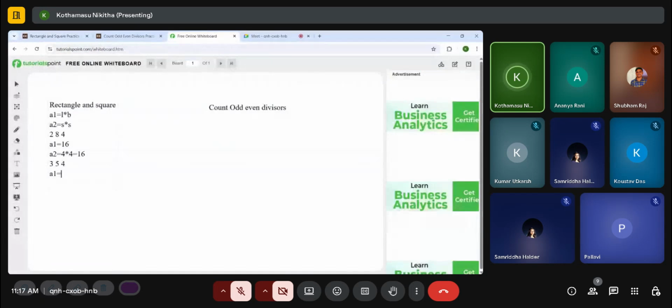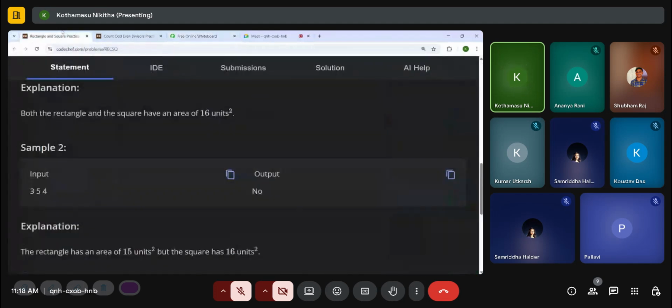In the next case, A1 is equal to length into breadth, 3 into 5 is 15. A2 is equal to 4 into 4, 16. Both are not equal. A1 not equal to A2. So the output is no.